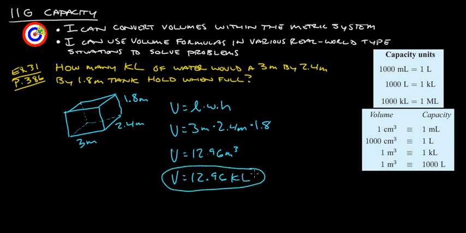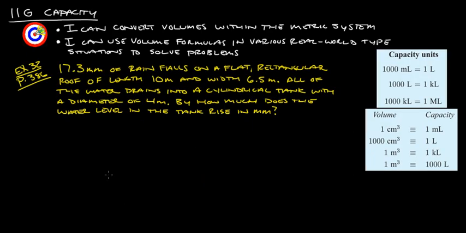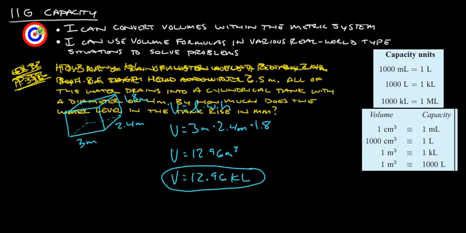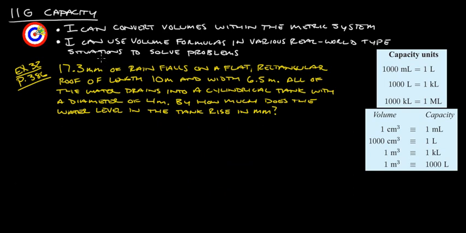Alright. Okay, one last example, and this is where it gets good. Example 32, page 386. 17.3 millimeters of rain falls on a flat rectangular roof of length 10 meters by 6.5 meters. So we have to assume that this here is the height. So you've got a flat rectangular roof, 10 meters by 6.5 meters, and it's all going to drain into this cylindrical tank.